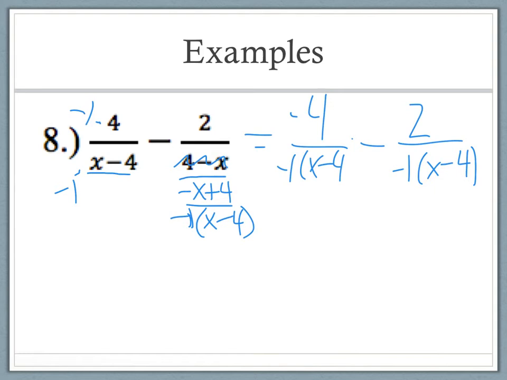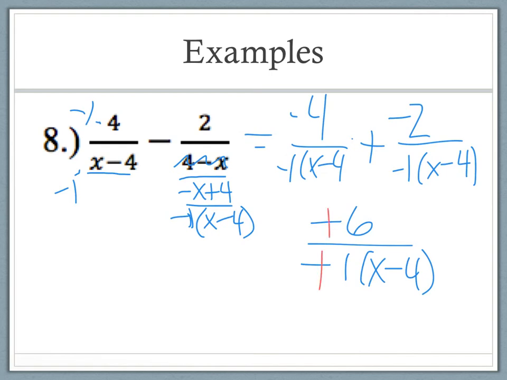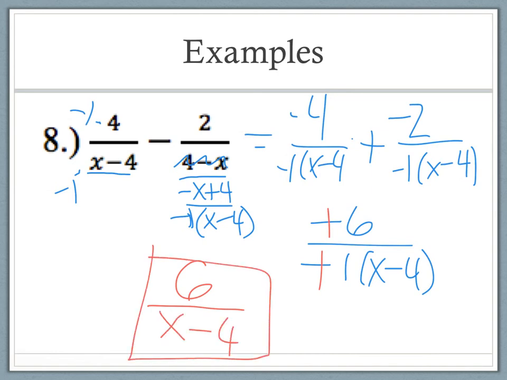Okay. Now when I go ahead and do that, I'm going to change it to positive and change that to a negative 2. So negative 4 plus negative 2 is negative 6 over negative 1 times x minus 4. Okay. Now what if we think, hey, a negative over a negative is a positive. Okay, so this should really just be a positive 6, and then I really don't need a positive 1 down there anymore, over x minus 4. And that's my final answer.